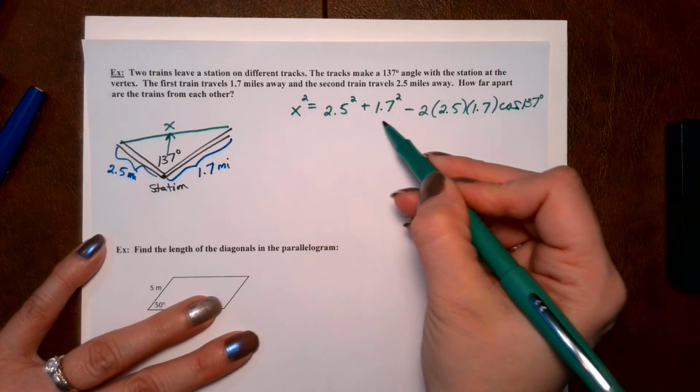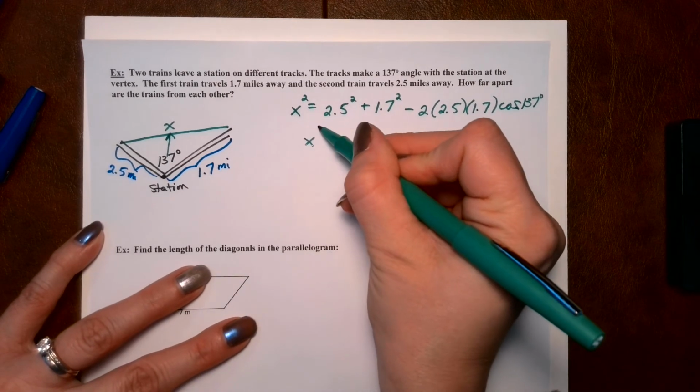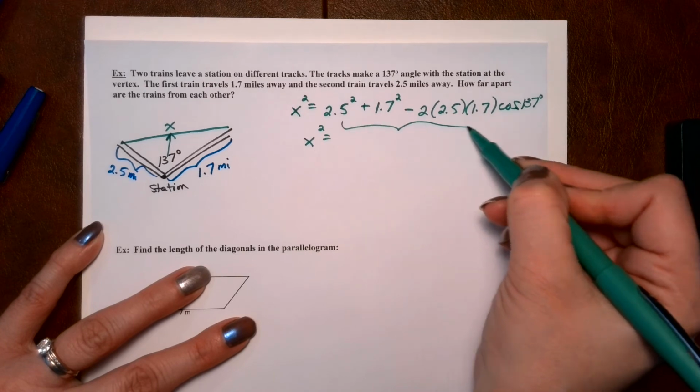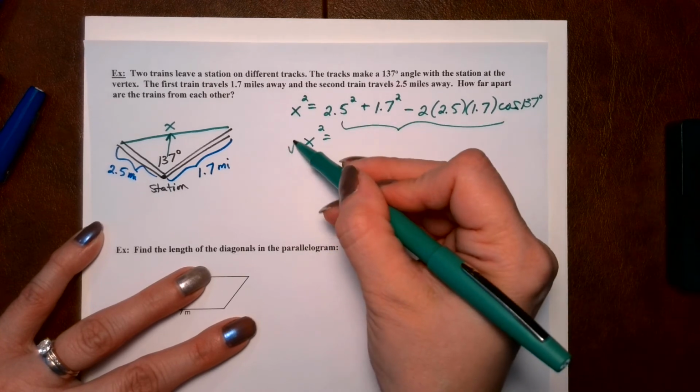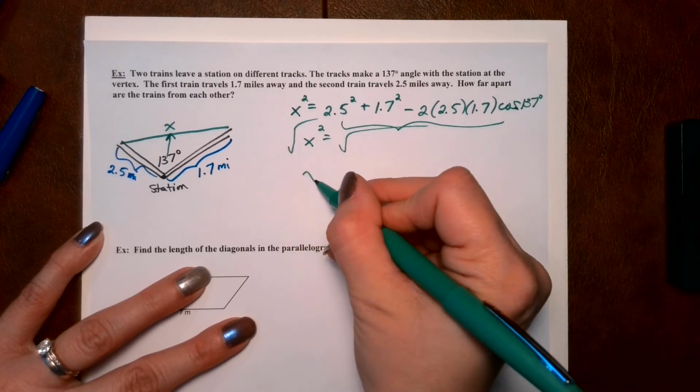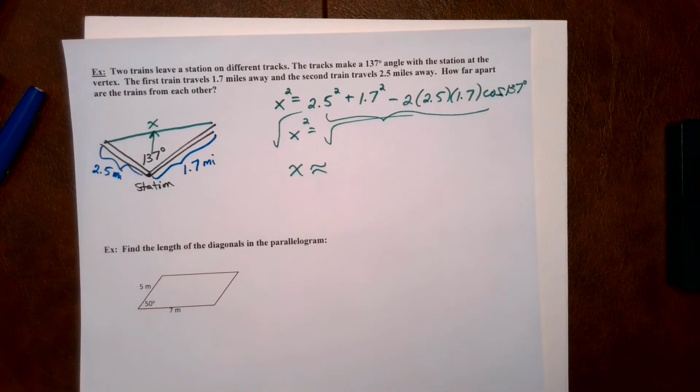Once you write down this law of cosines setup, it's really all going to be calculator work. All of this can be typed in the calculator. You're going to get x squared equals this huge answer. Then you're going to have to square root both sides and get x approximately equal to.